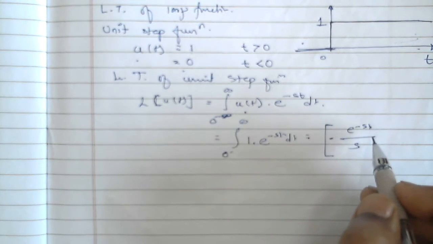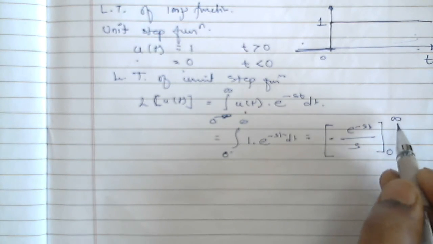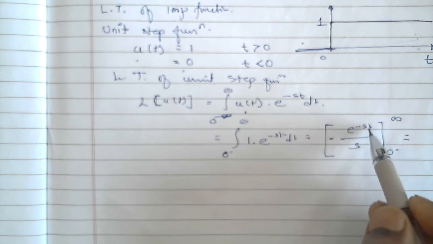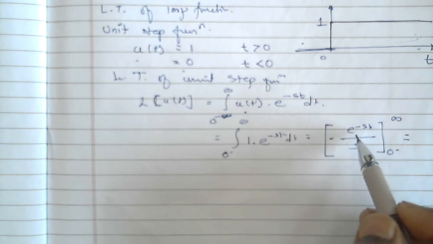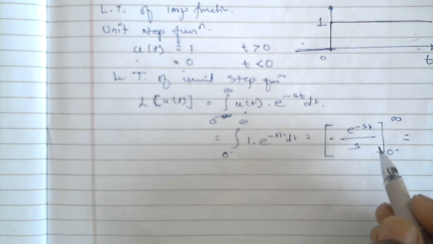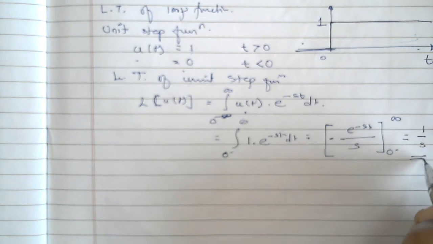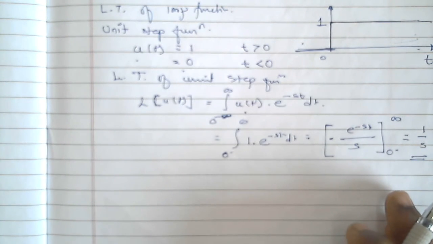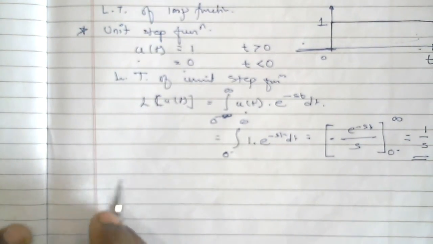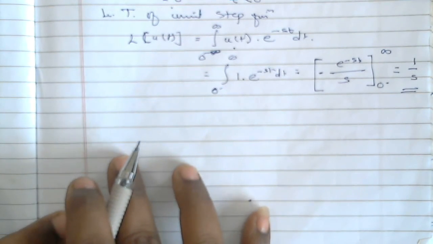I will write minus for here, and I should put the limit from 0 minus to infinity. So just try to put the values here. When there will be infinity, then e raised to minus infinity is always 0, so that term vanishes, and e raised to 0 is 1, so you will get the value as 1 by s. Okay, now I will try to solve a few more functions.